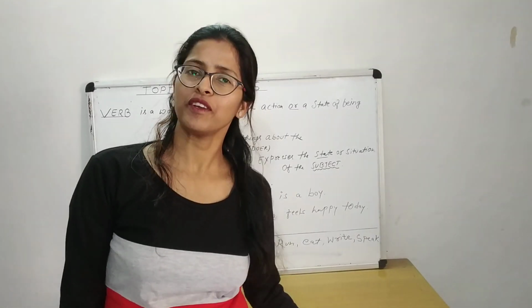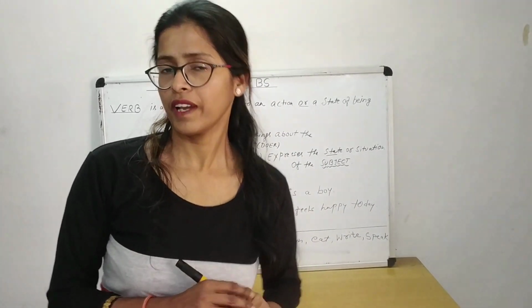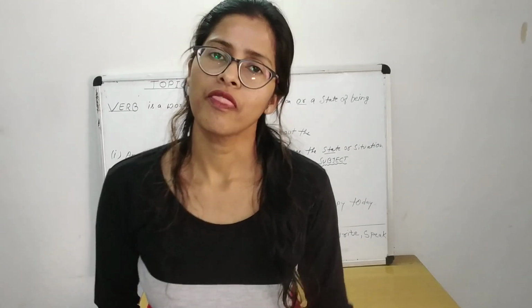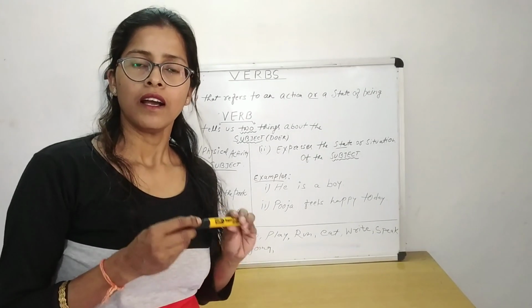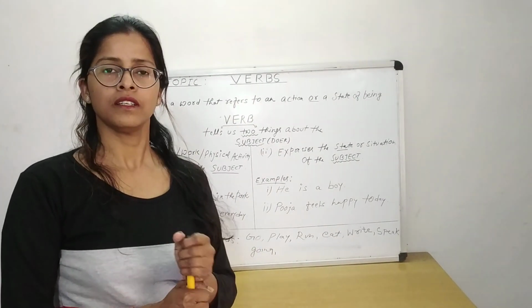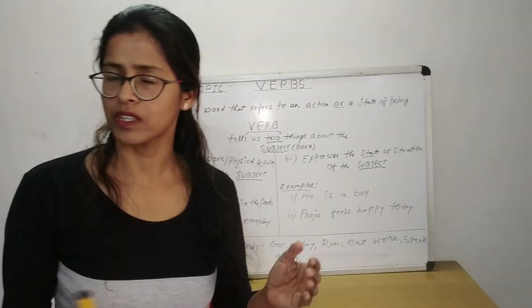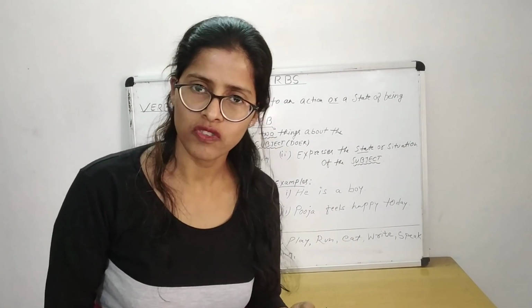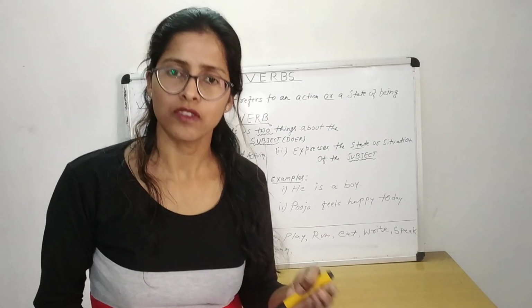I'm back with another video, and in this video I'm going to talk about verbs, right? As you know, there are 8 parts of speech in the English language. First, noun. Second, pronoun. Third, verb. Fourth, adverb. Fifth, adjective. Sixth, preposition. Seventh, conjunction. And the last one is interjection.